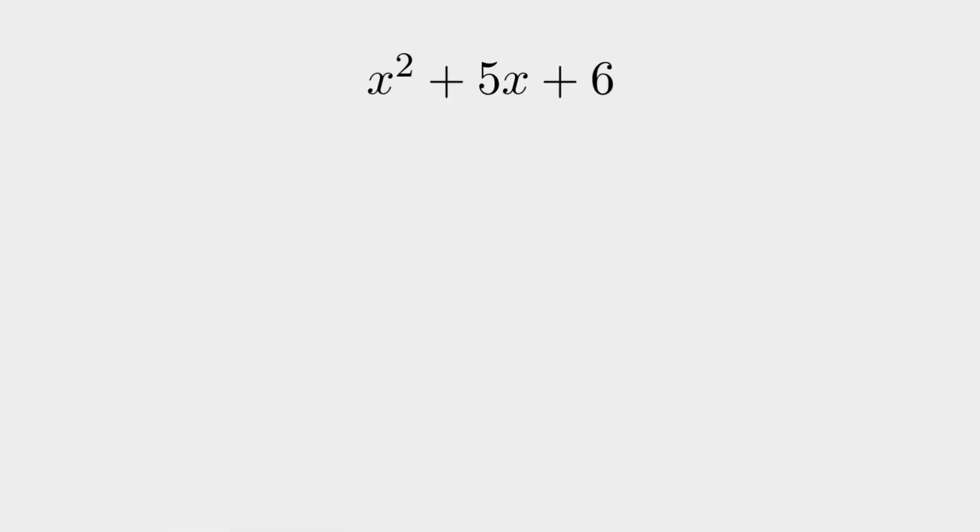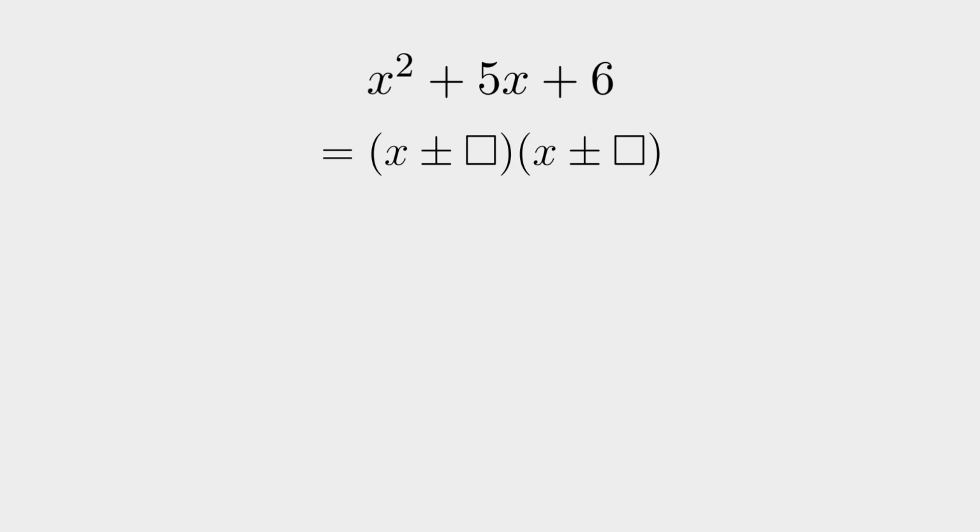Now that we can FOIL or expand the brackets, we can move on to factorizing quadratics. The first example is factorizing x squared plus 5x plus 6. We now know that factorizing a quadratic will result in two sets of brackets, having two terms each. Terms yet again are separated by a plus or a minus.